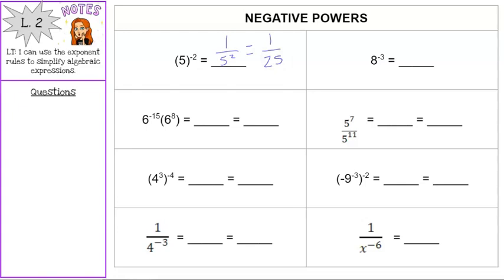Here we have 8 to the negative third power. And again, we just make that positive by making it 1 over 8 to the third power. And I'm just going to leave that in exponential form.